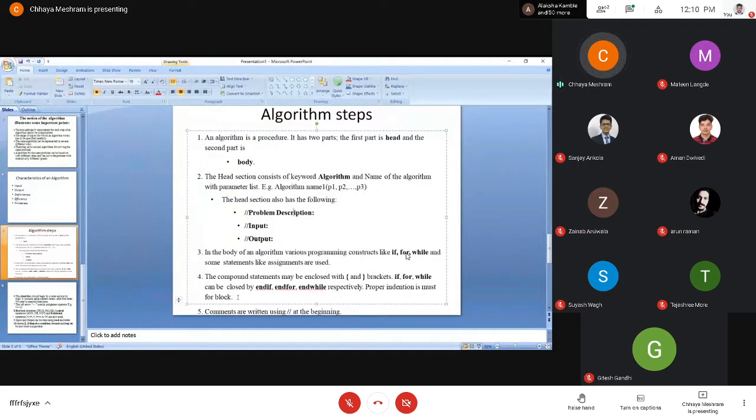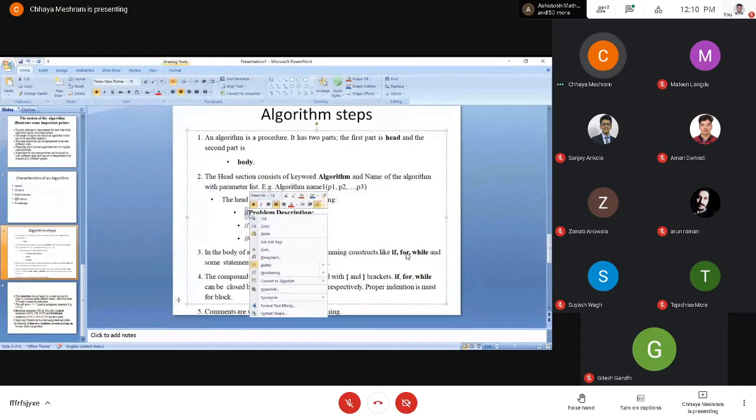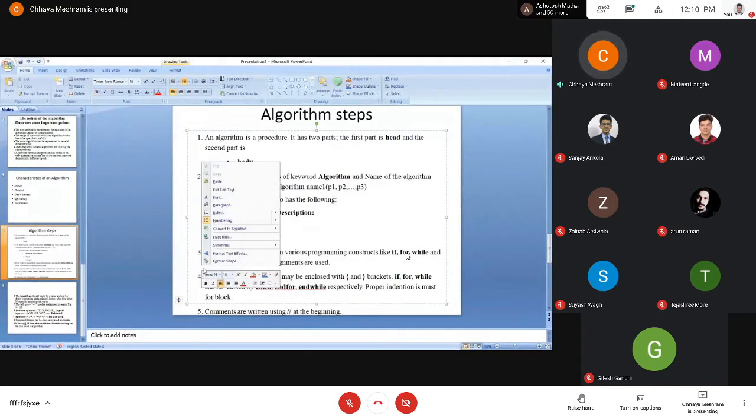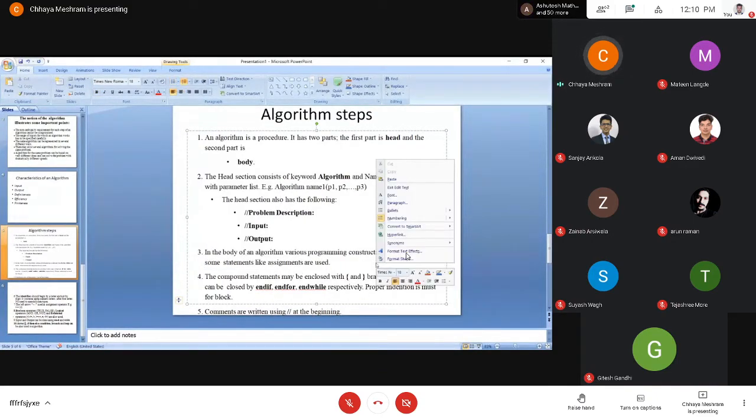Now proper indentation is a must for a block. Those who are aware of the Python language know the meaning of indentation. Instead of giving brackets, we can use spacing, and with the help of that spacing we can understand where the block of an if starts and where it is closed. Comments are written at the beginning by using a double slash.